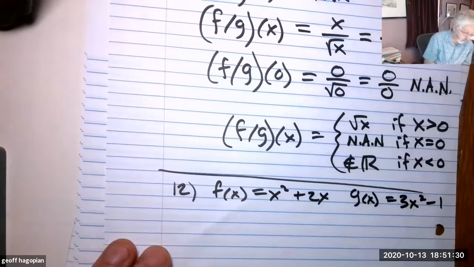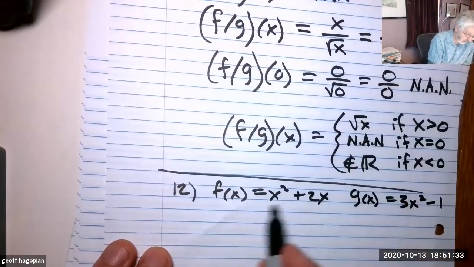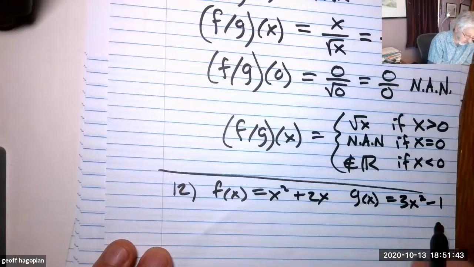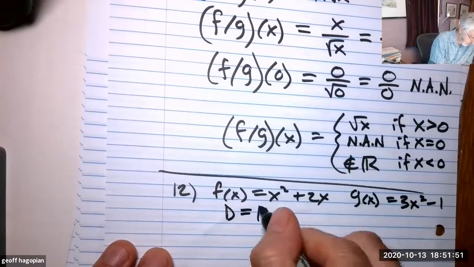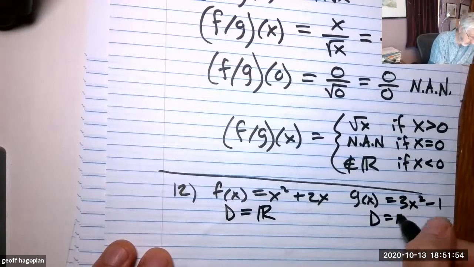Okay. So the sum, you're just going to combine like terms, right? You get 4x squared plus 2x minus 1. The difference, again, just combine like terms. The product, and the domain and the range for both of these are all real numbers. Oh, hold on. Not so. The domain is all real numbers, right? So the domain equals the real numbers here. The domain equals the real numbers here.